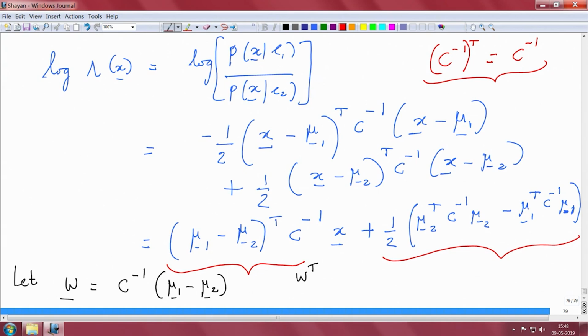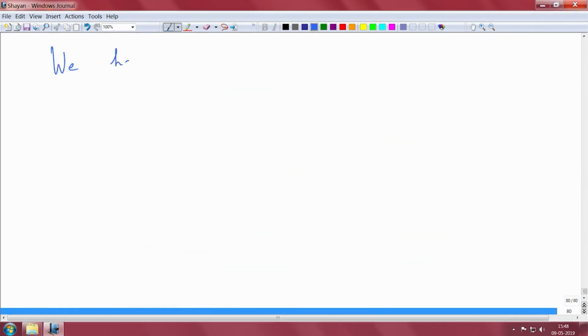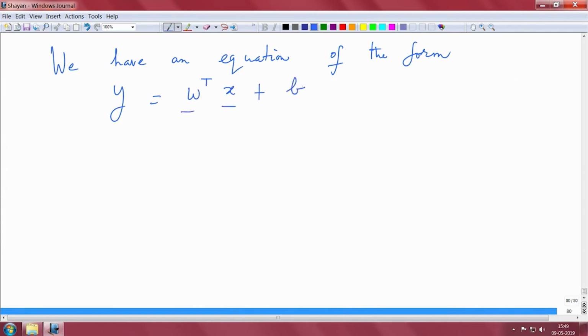Now, this quantity here I call as B. Now, you have an equation of the form y equals W transpose x plus B, and this is a linear classifier.